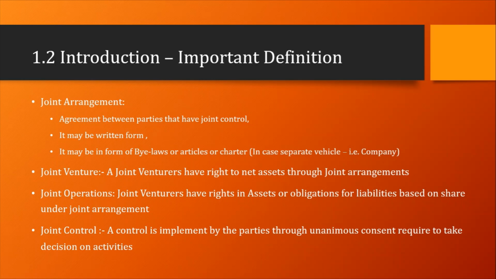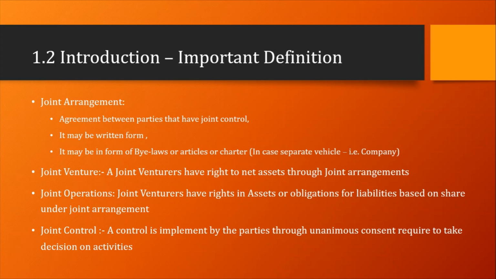Okay, suppose one party has a 30% interest in the joint arrangement, the second party has 30%, and the third party has 40%. If two parties come together and take a decision based on their shares, like 30 plus 40, which is 70%, we can say yes, they have joint control.